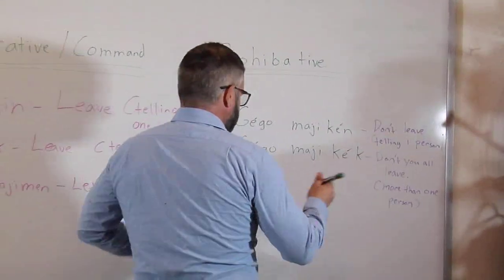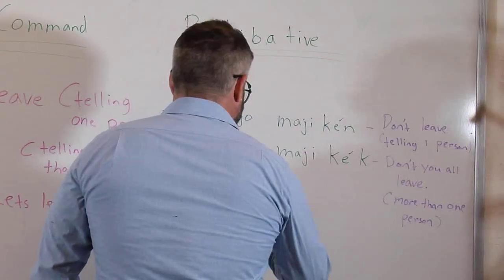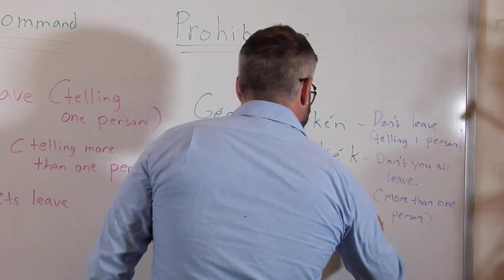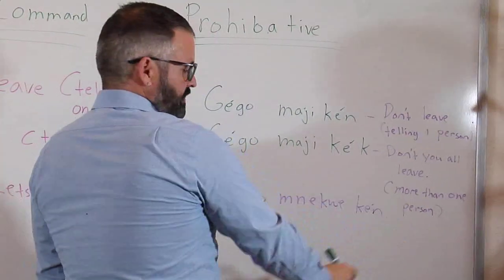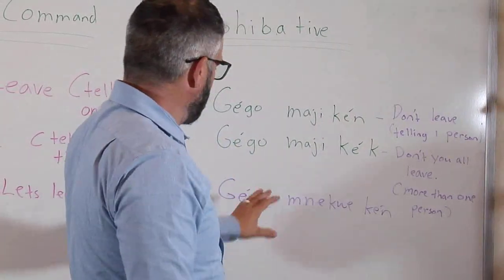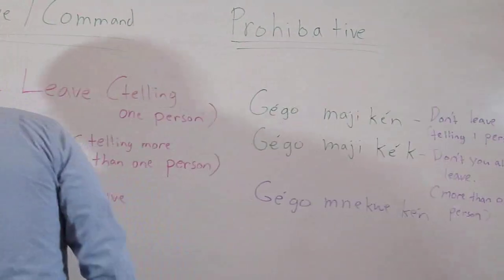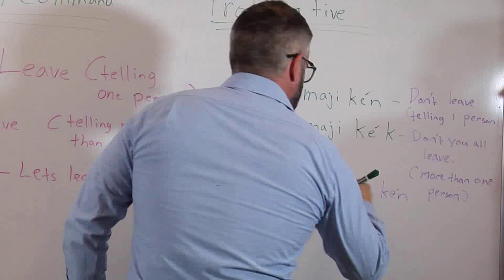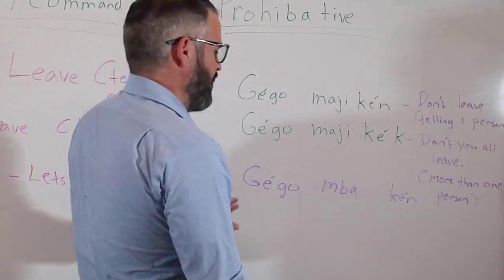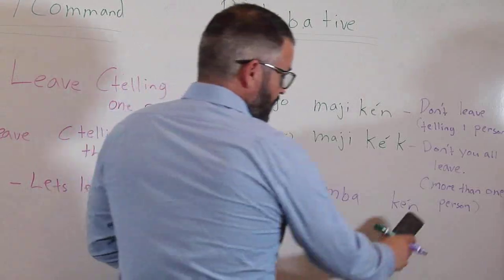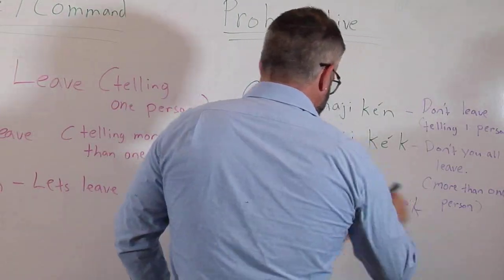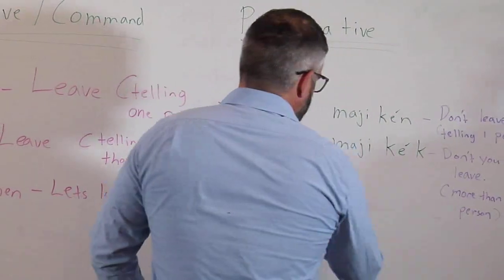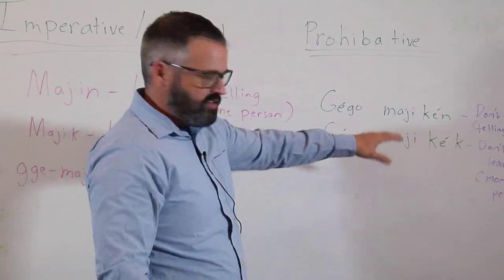For example, you could say gago manakwe can. Don't drink. Don't drink it. Don't drink yet. Don't drink. You could say gago mbak can. Don't fall asleep. Gago mbak can. Gago mbak can. Don't fall asleep. Telling one person. If you're telling everybody, you could say gago mbak kak. Don't you all fall asleep. Gago mbak kak. So it's really simple once you get these patterns down to just punch in these verbs.